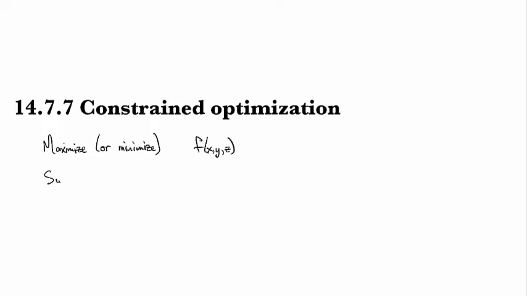One of the most common uses of multivariable calculus in applied settings is constrained optimization. So the idea here is that we want to maximize or minimize some function f of several variables subject to some constraint.